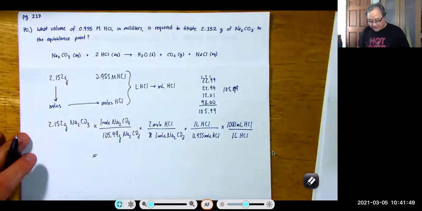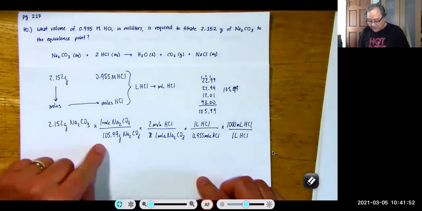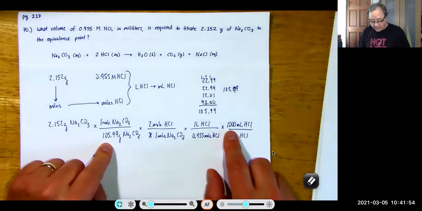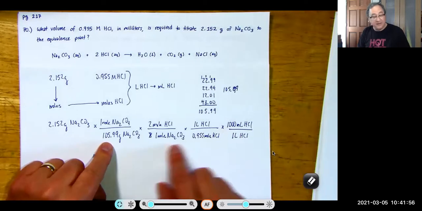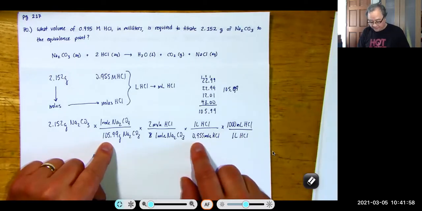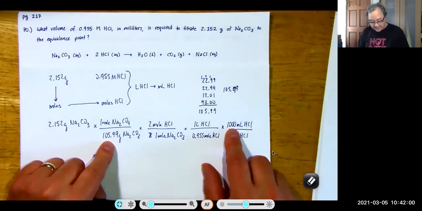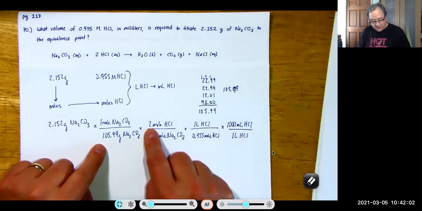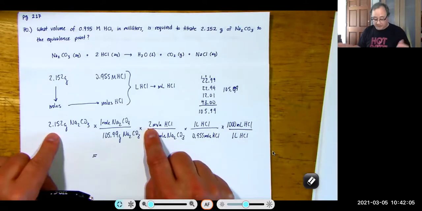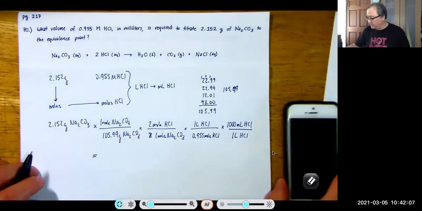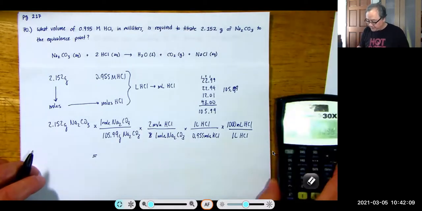I'm going to estimate the answer. 105 will go into 1,000. Well, actually, let's do this. 105 times 0.955 is 100. 100 goes into 1,000 10 times. 10 times 2 is 20. 20 times 2.152 is 42. So the estimate is 42.